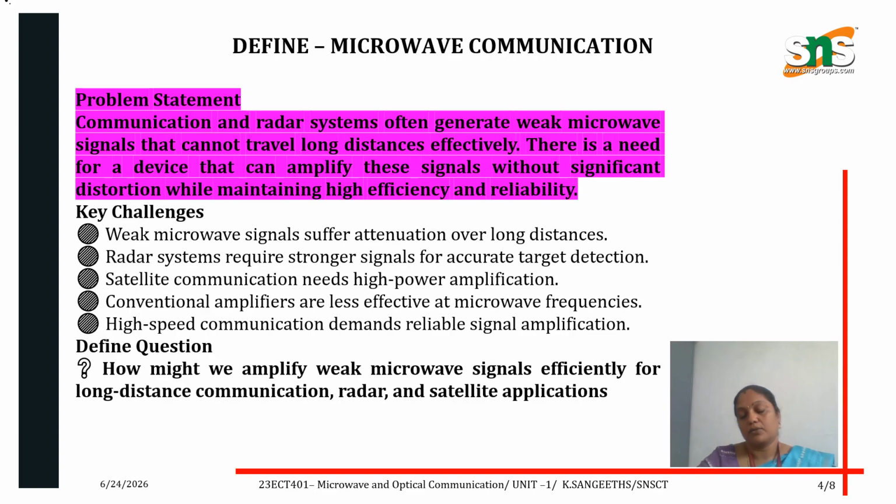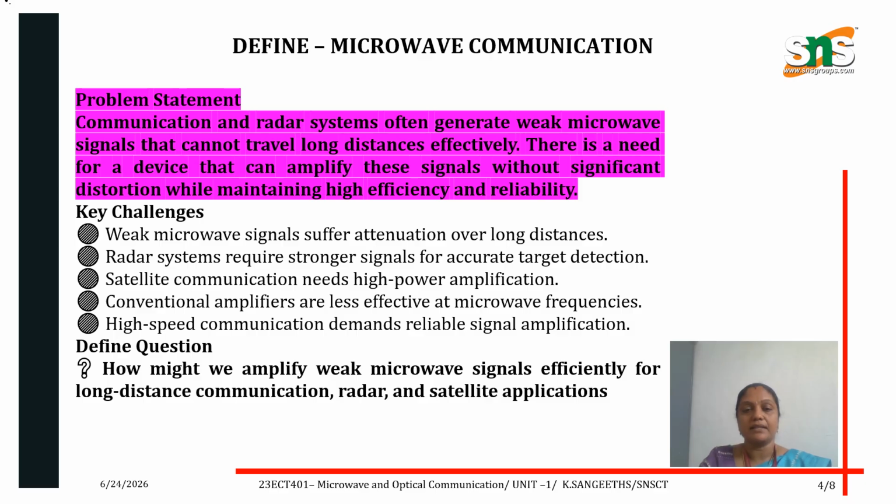Collectively, from the empathy points we can define the problem statement, that is, why we need the two cavity reflex klystron. Communication and radar systems often generate weak microwave signals that cannot travel long distances effectively. So there is a need for a device that can amplify these signals without significant distortion while maintaining higher efficiency and reliability. The two cavity reflex klystron is a microwave signal amplifier.